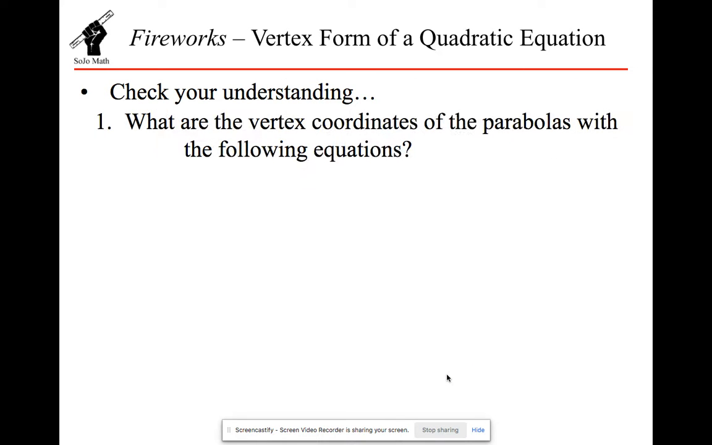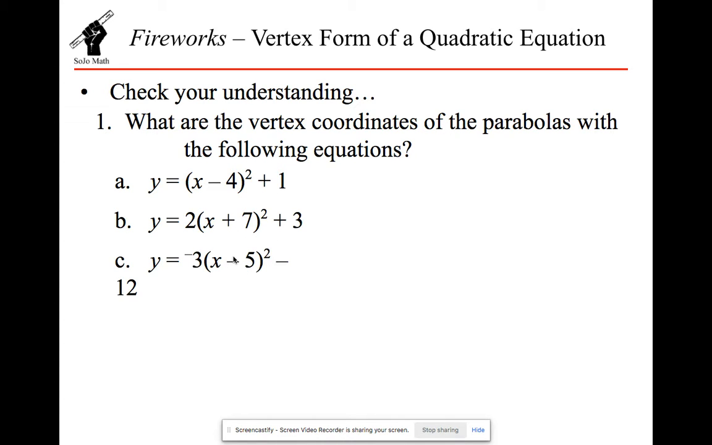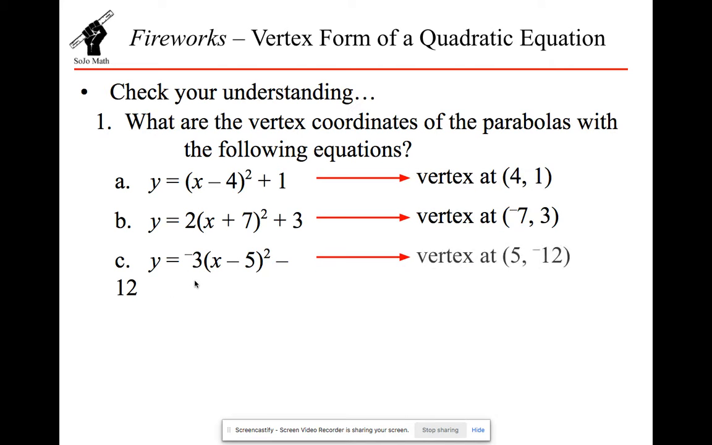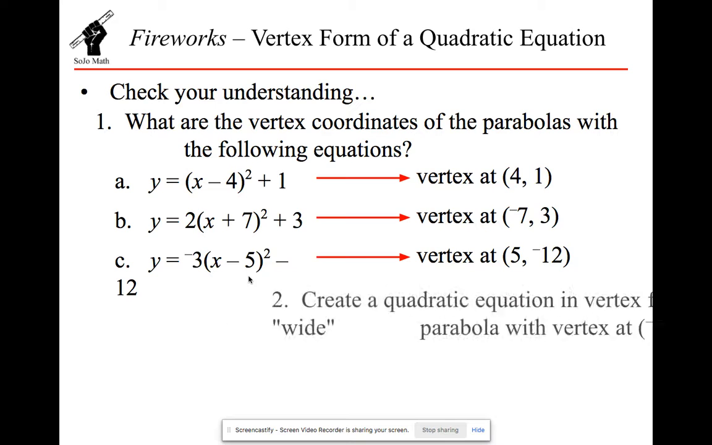So let's keep going on this. Let's say we're looking at something like this. Our vertex in this one is going to be (4, 1). Our vertex in this one is going to be (negative 7, 3). Our vertex in this one is going to be a positive 5 and negative 12. We can make sure that we did that correctly by looking at this. If you are still a little lost on identifying your vertex and how your x changes signs, please let me know.